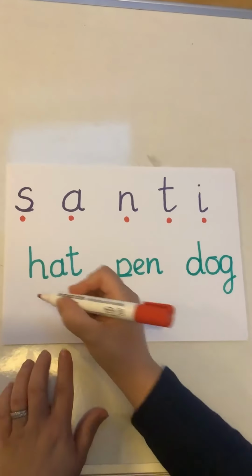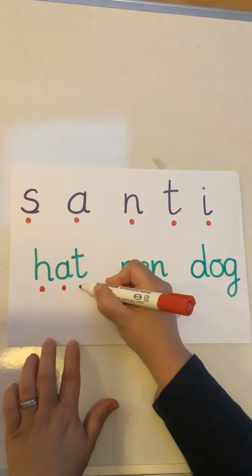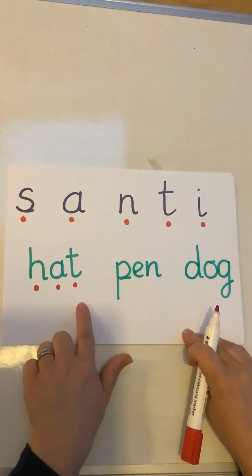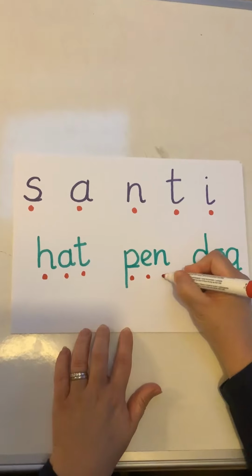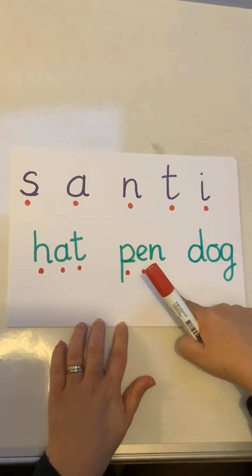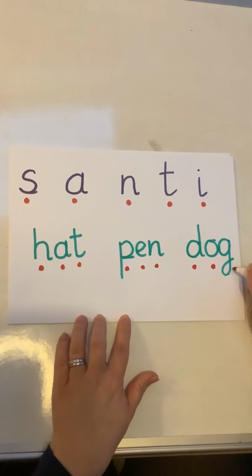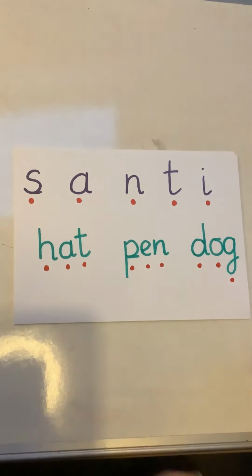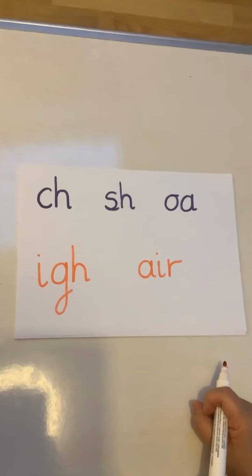For example, a, t, at. h, a, t, hat. p, e, n, pen. d, o, g, dog. Some sounds are written using two letters.